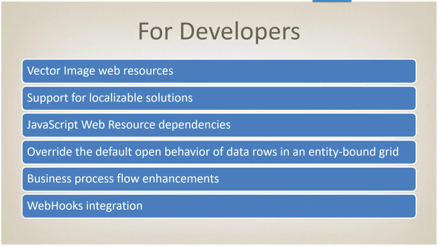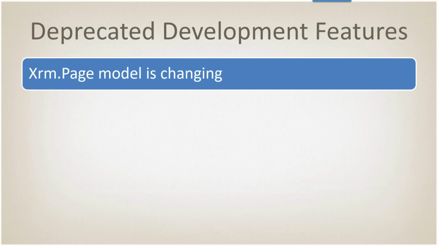We can change the way that the default behavior for opening data rows is for the grids. We have some business flow enhancements. Webhooks integration, this allows us to actually hook into external web services. I haven't played with that. That's on my list. The big change coming for developers that use JavaScript is the XRM.page model is changing.